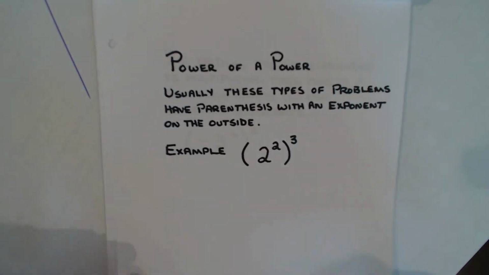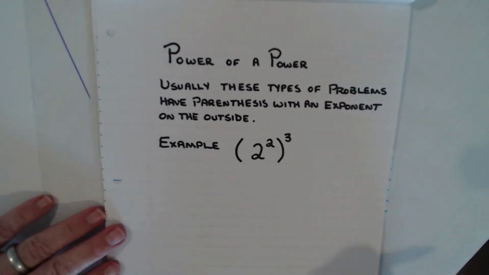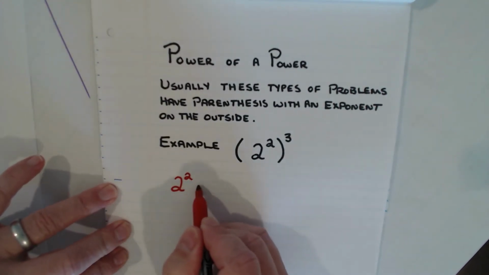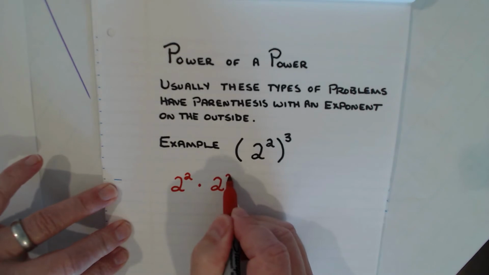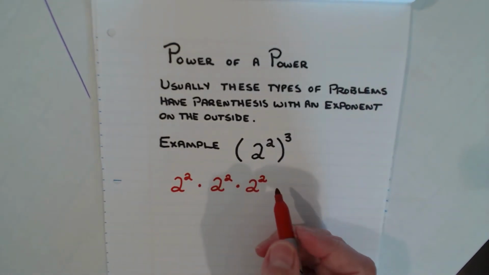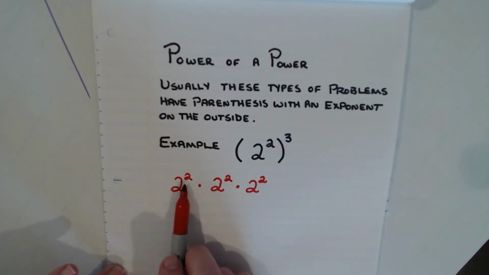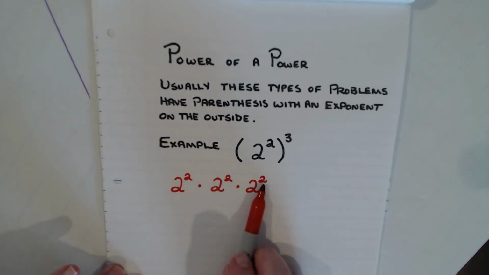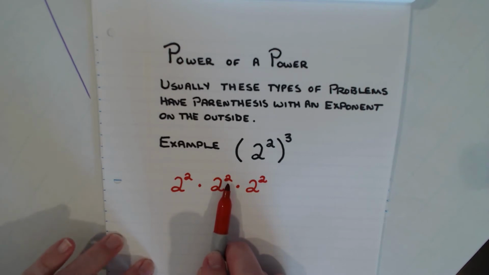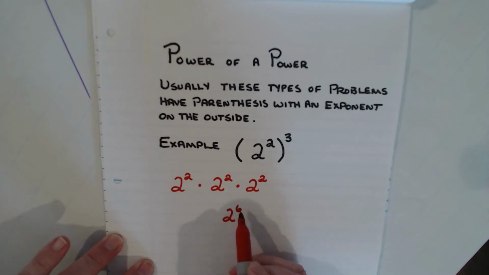I'm going to take 2 to the second power and I'm going to multiply it to itself 3 times. So that's going to be 2 to the second power times 2 to the second power times 2 to the second power. And I'm going to use my laws of exponents. My laws of exponents tell me that if I multiply, I can add these exponents together. So that's what I'm going to do. 2 plus 2, 4, plus 2 is 6. This is 2 to the 6th power.